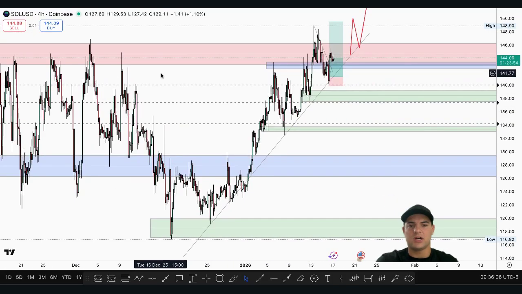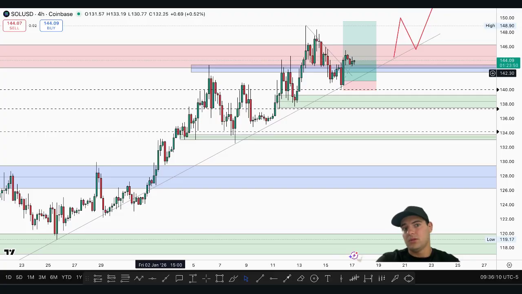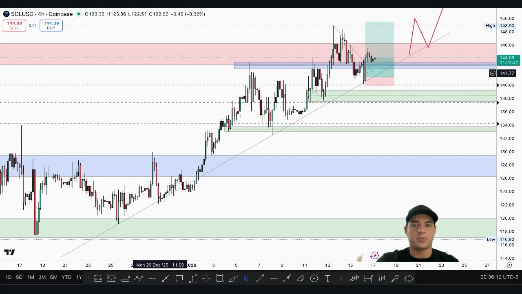And again, this is not a matter of minutes or hours. This is weeks, probably. Maybe it could take a month. Depends on the volatility, depends on the news, depends on many things.